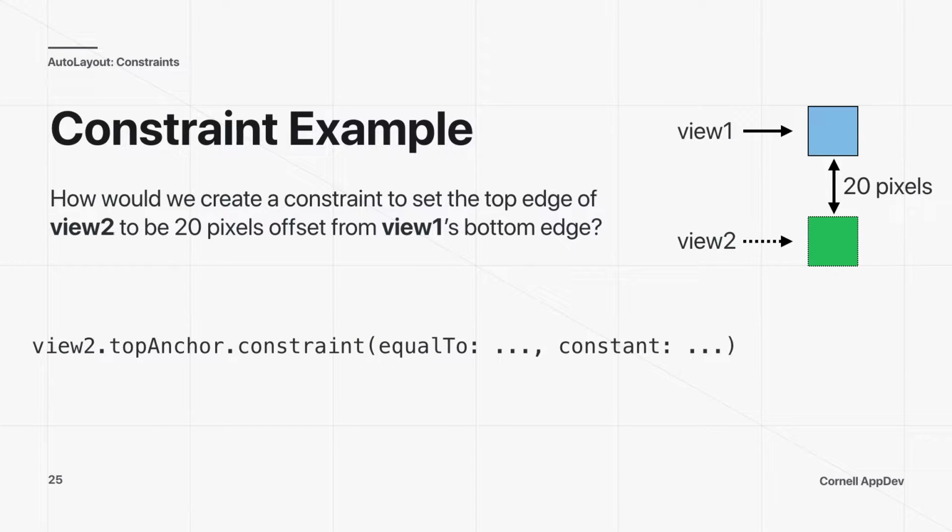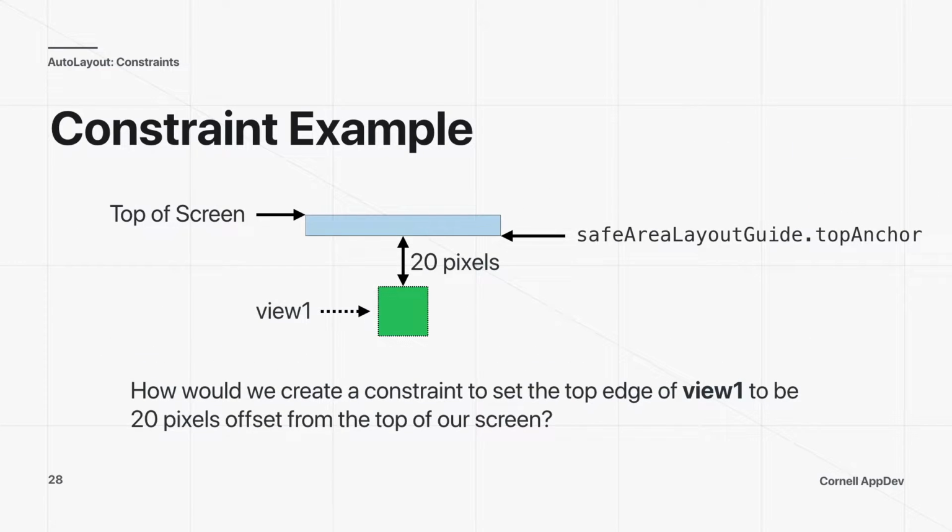So we'll call that method, and then we'll set equal to be view1's bottom anchor because I'm setting a rule between these two anchors. And then constant is the amount that you want them to be apart by. So that's where you would put 20 for 20 pixels. Does that make sense to everybody? Cool. And then one more example.